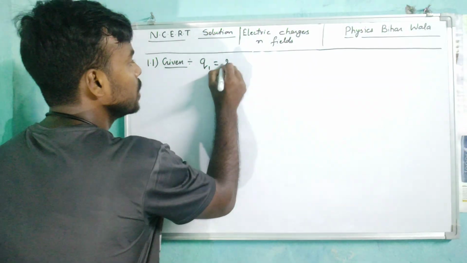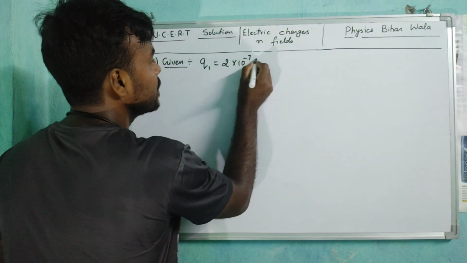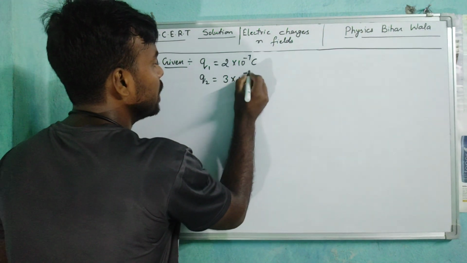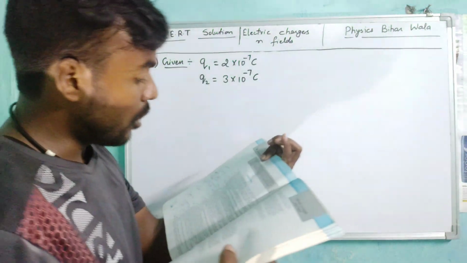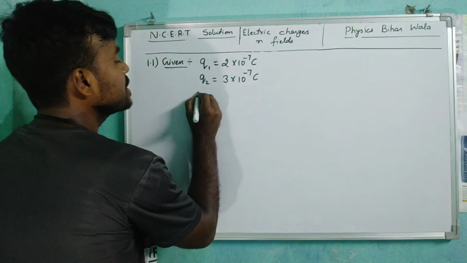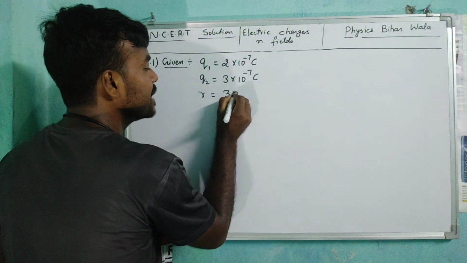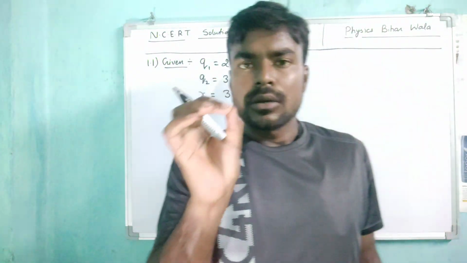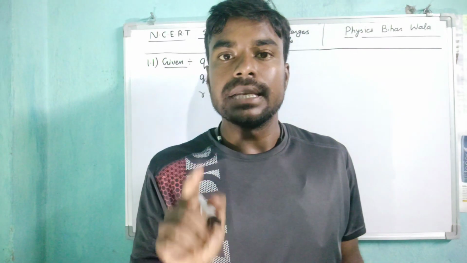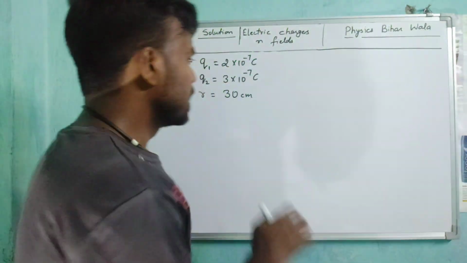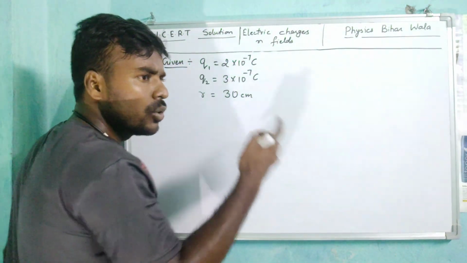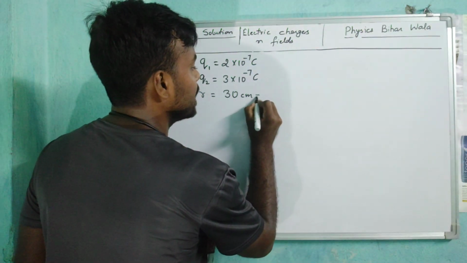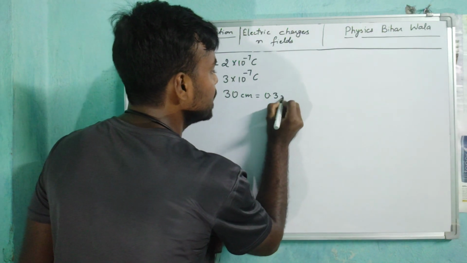Q1 is equal to 2 into 10 to the power minus 7 coulomb and Q2 is equal to 3 into 10 to the power minus 7 coulomb. And the distance between the charged particles is 30 centimeter. Each quantity I have to use in SI units only. Is this an SI unit? No, we have to convert this unit into the SI system of units. So automatically it will be 0.3 meter.